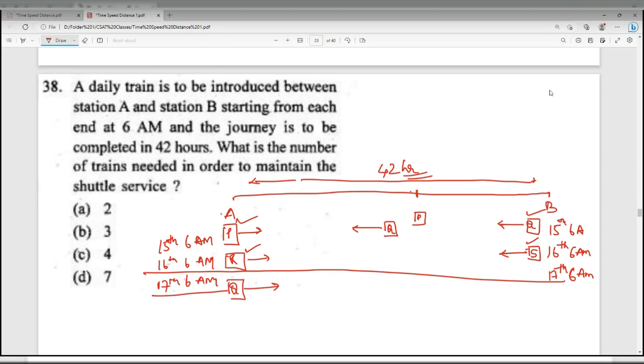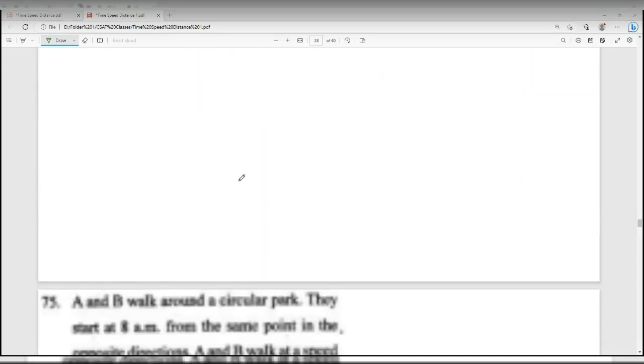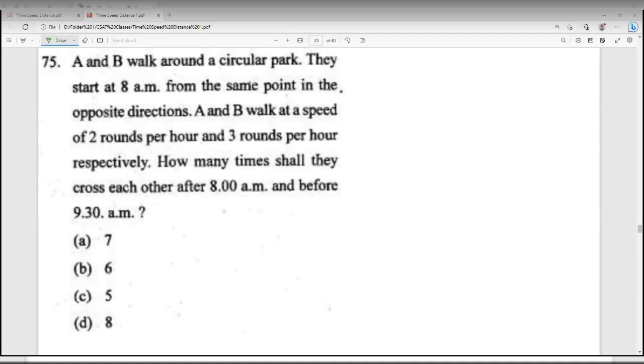This doesn't need any formula. I hope you have understood this. If you still have any doubts, please ask. Next question. Please take 3 minutes to solve this question. Yeah, the time is up. Please select the options that you have got.